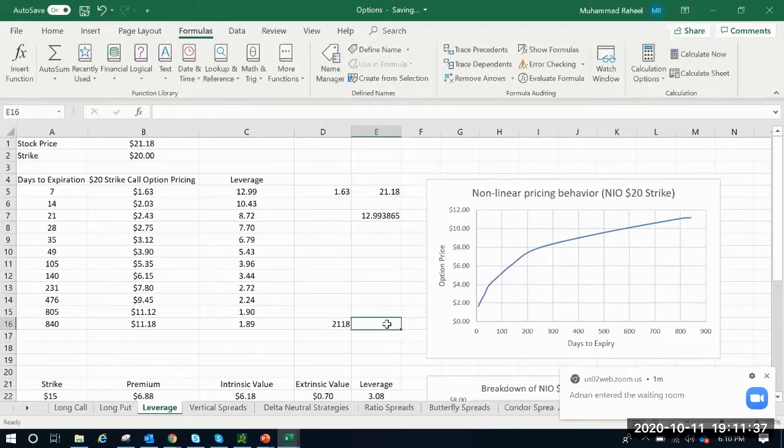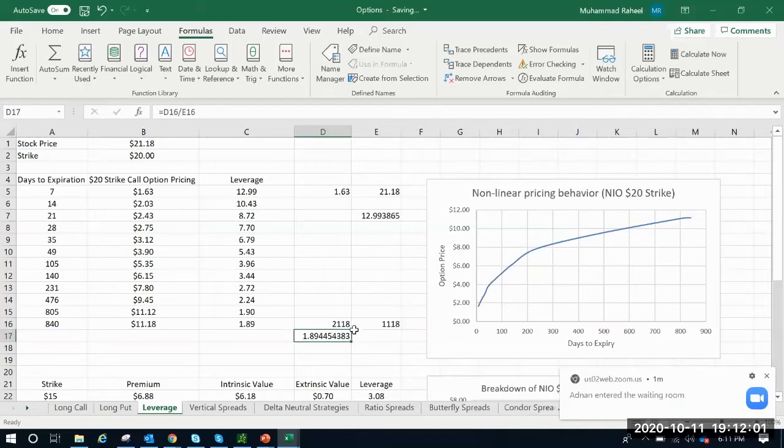I can hold this stock for 20 years, no problem, right? But this one is only going to give you 3 years or 840 days, and it's going to charge you 11.18 times 100 shares. So you're looking at 1118, which if you divide them together, this is not good enough leverage. It's about 2 times, right?